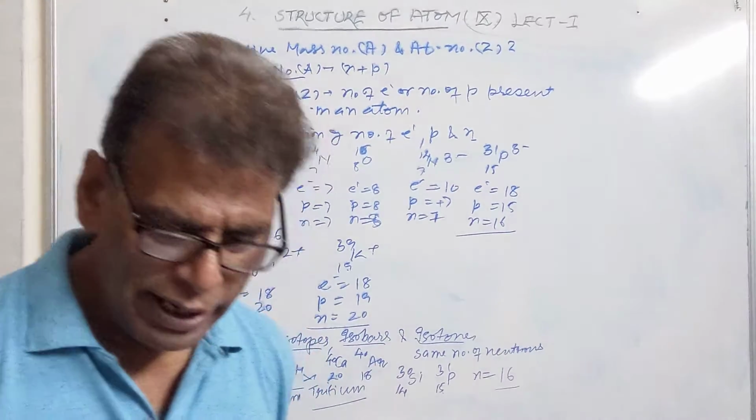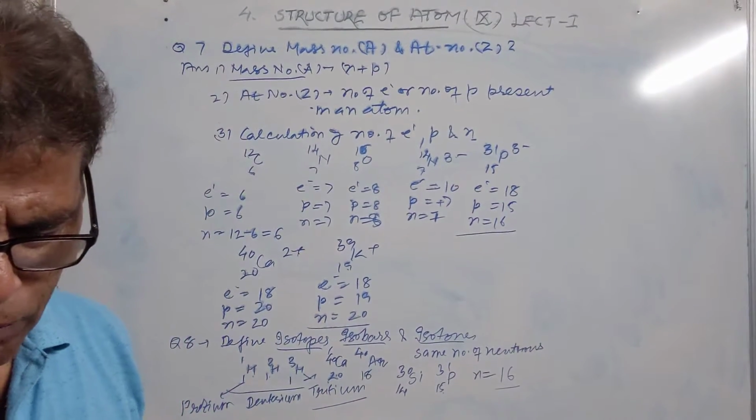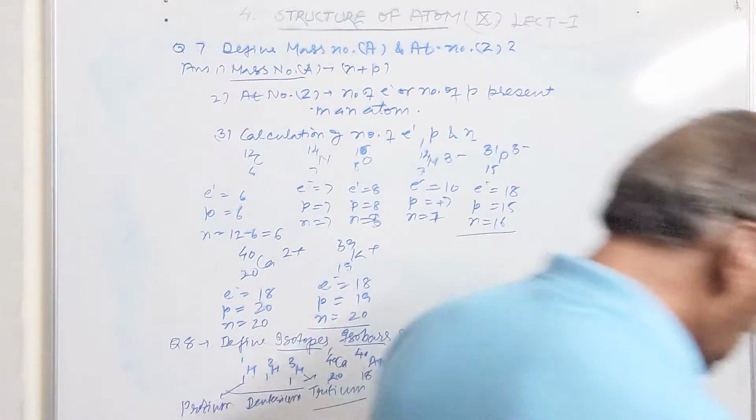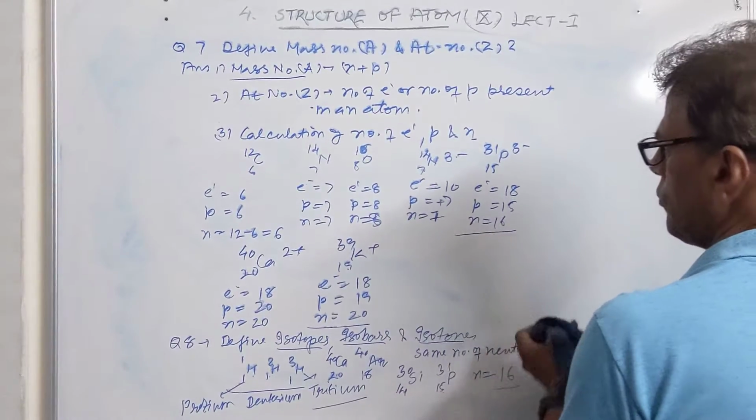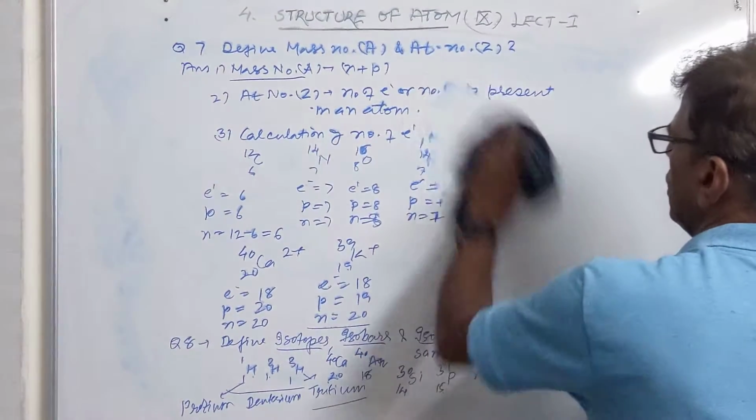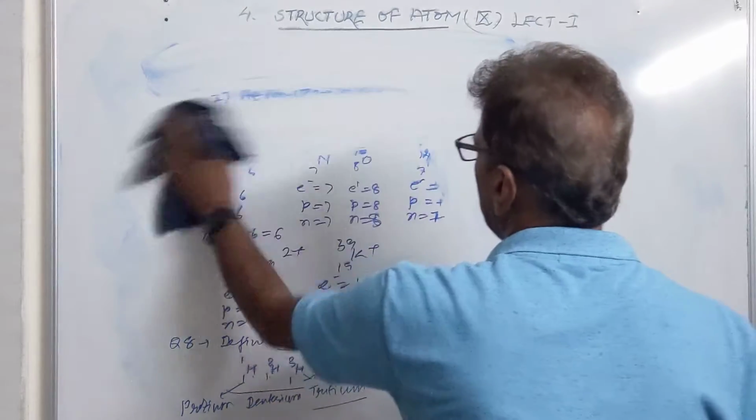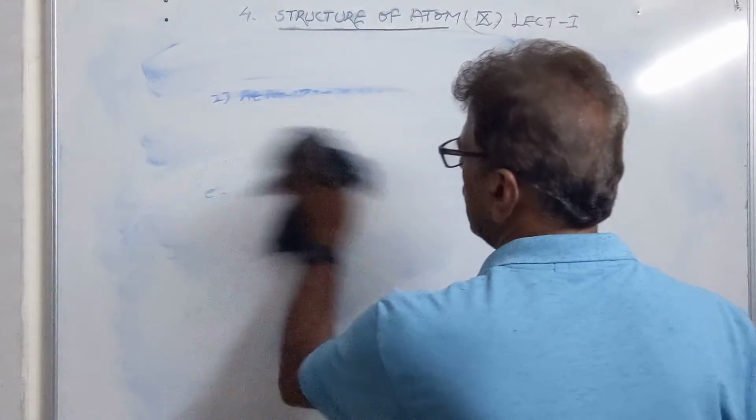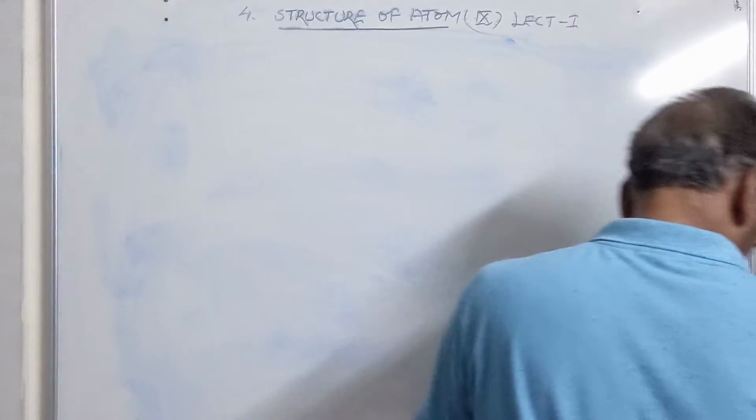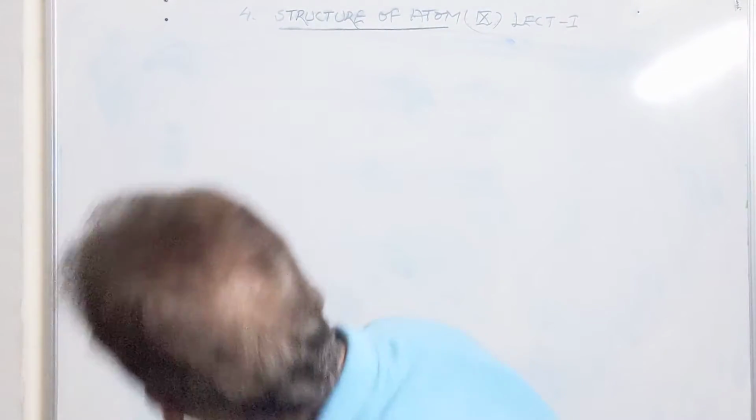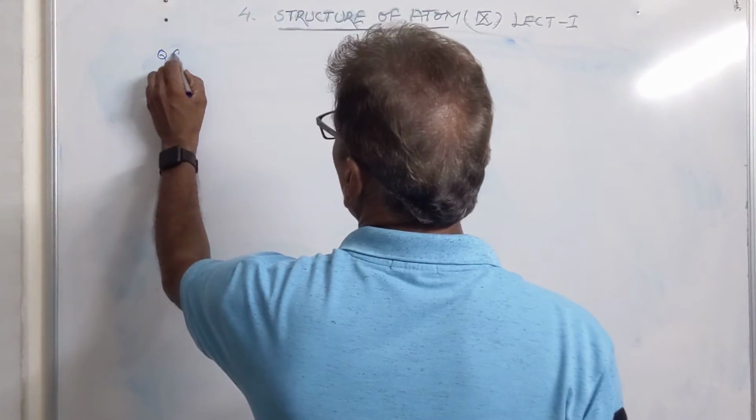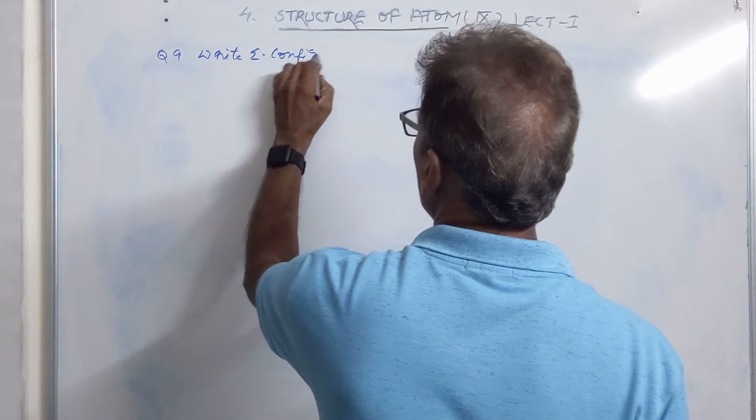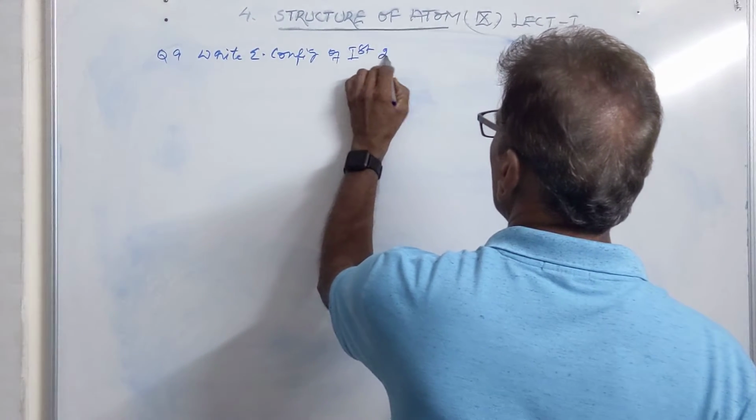Then after this we will be writing the electronic configuration of the first 20 elements. They start from hydrogen and end at calcium. So this will be our next question, question number 9. Write the electronic configuration of the first 20 elements. Draw their structures, you can draw the structures also.